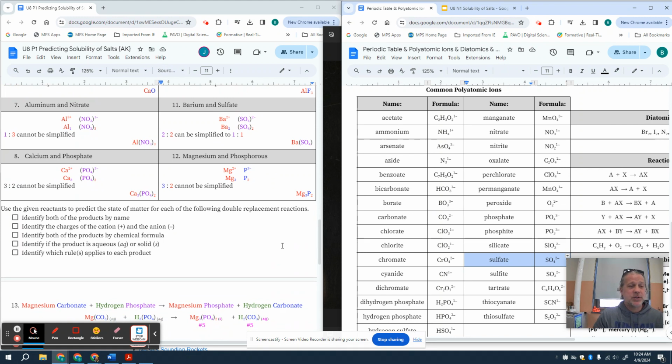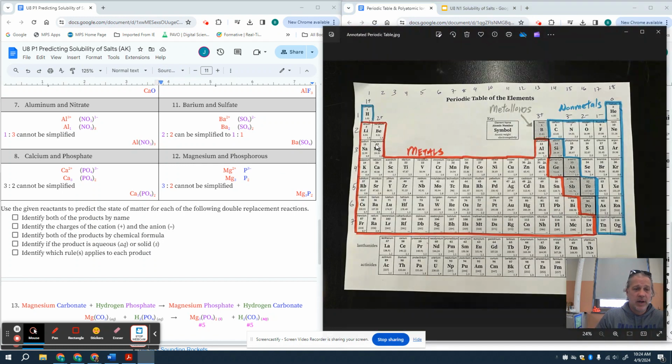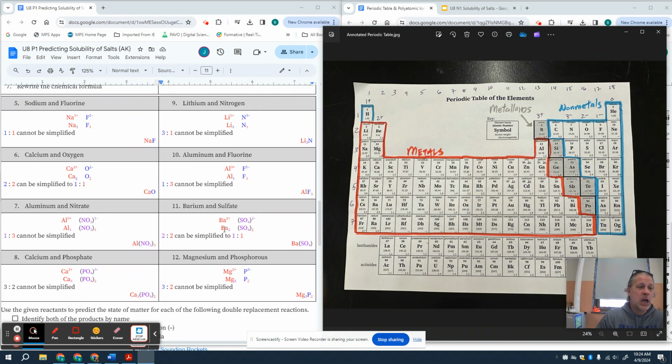Same process here. Calcium is a +2 because it's in the second column. Phosphate's on the back of the periodic table. It's this one right here. It's PO4 with a -3 charge, so you get Ca3(PO4)2. Magnesium is +2. It's in the second column right here. Phosphorus is in the 15th column, so that makes it a -3. Crisscross the charges down to get Mg3P2. So that's really quickly going over that section.